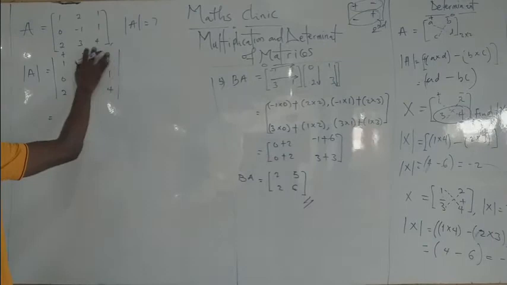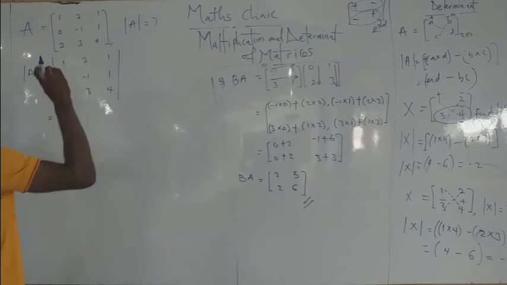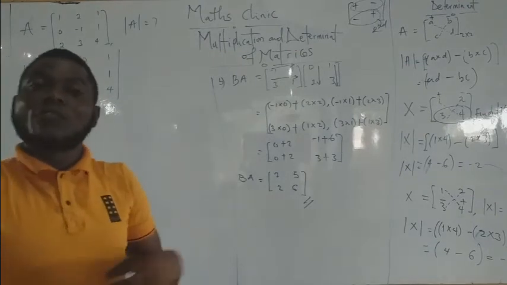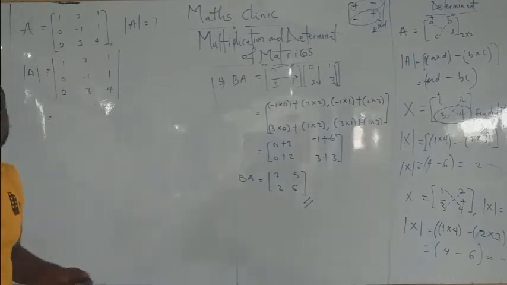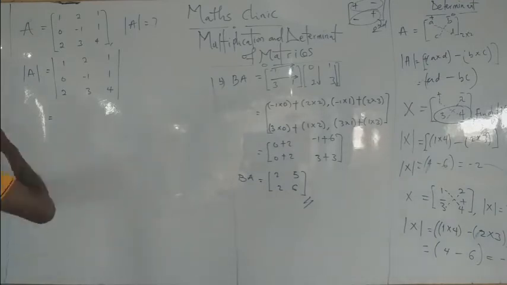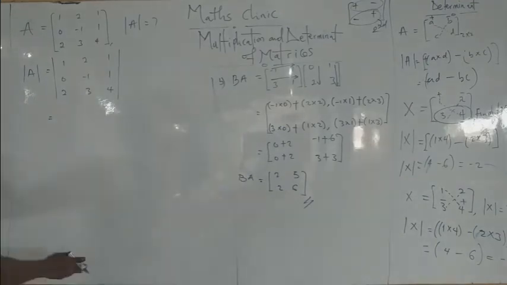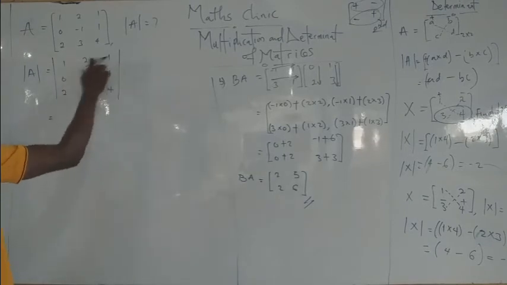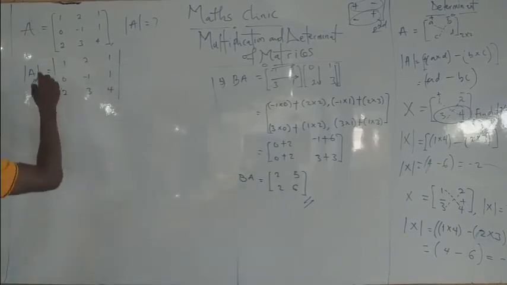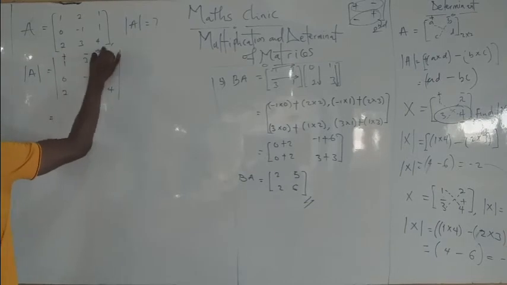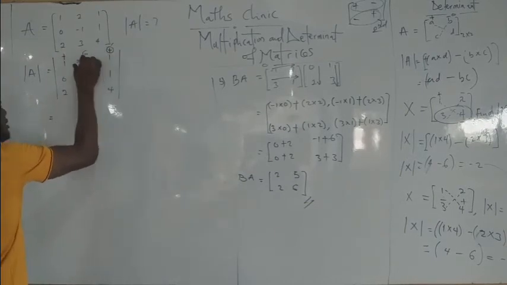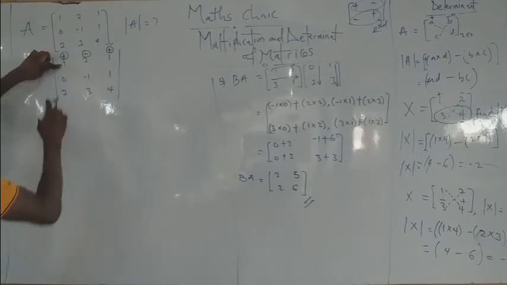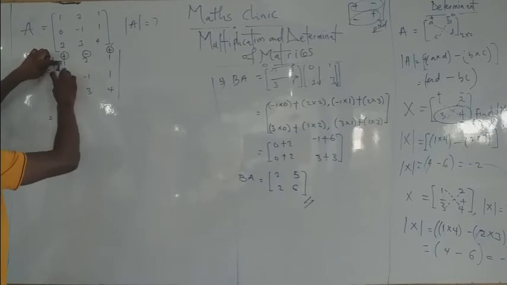Okay? You can use the first row to find the determinant. You can also use the second row, the third row, and you can also use the first column, second column, and the third column. So whichever one you feel like using. But what I'll be using is the first row. So let's go there. This is plus, minus, and plus. Take note of the sign. Since we are using the first row, we pick this first.